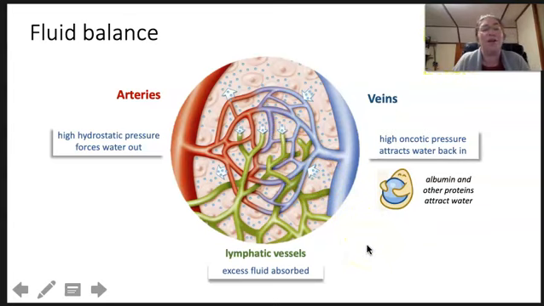We're going to talk later about one of the circulatory disorders, which is edema: fluid buildup, fluid retention, and swelling in the tissues. That often happens when there's a disruption of this process. Either the lymphatic vessels are blocked and not absorbing the excess fluid, or the venous system is blocked and not able to absorb or carry out that excess fluid.